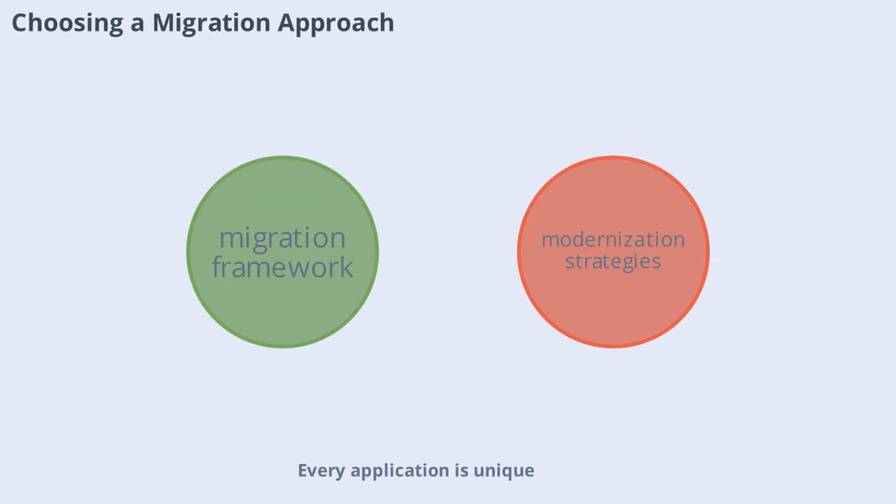Every application is unique, so there's no one-size-fits-all approach to modernization. Some apps are ready for the cloud with minimal changes, while others require a complete redesign. The right migration approach depends on your application portfolio and business goals. Microsoft and other enterprises use a migration framework that includes 5 main strategies: rehost, refactor, rearchitect, rebuild, and replace. Selecting the right approach for each application helps maximize the value of cloud technologies.